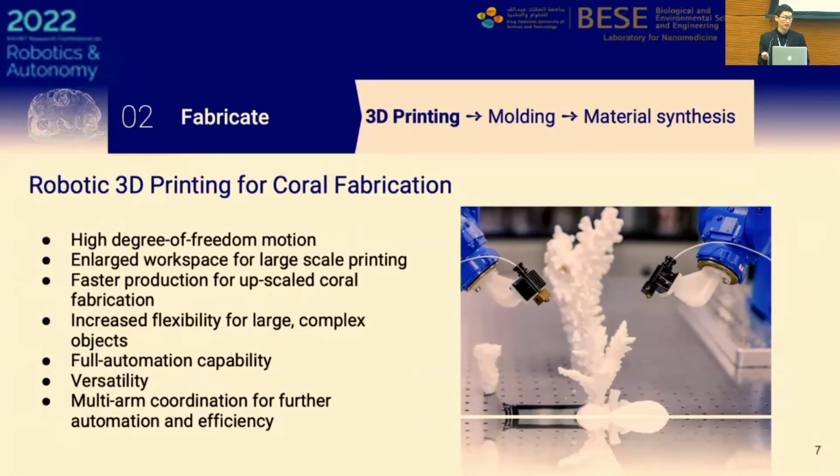The reason we are interested in this system is that coral models are very, very complex, and sometimes they can be large scale. So we don't want to use a regular printer that is contained in a cage, or one that can only do bottom-up 3D printing. We want to overcome some of the limitations we have faced with conventional methods.